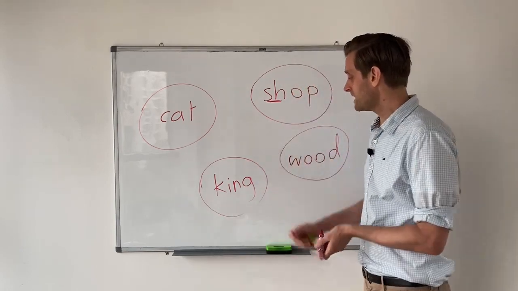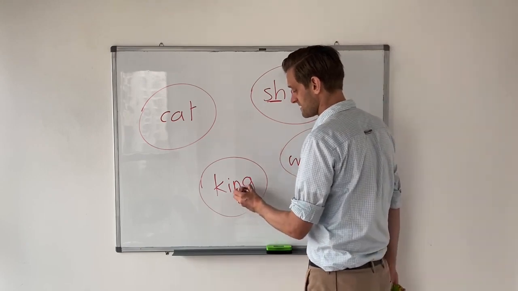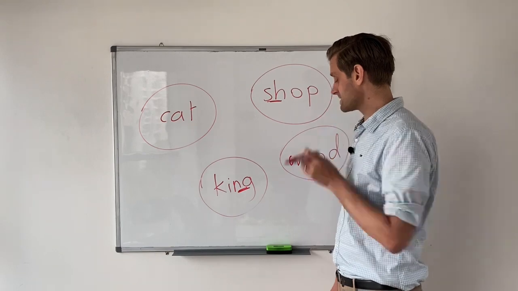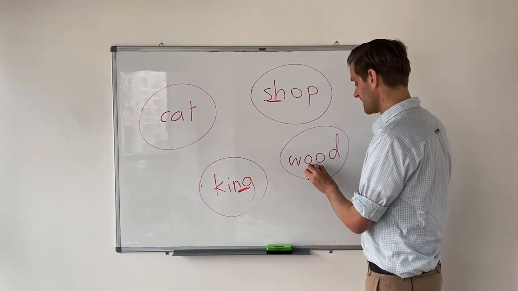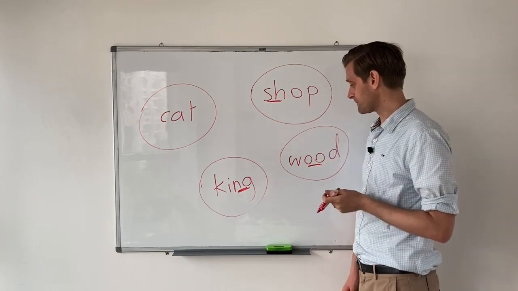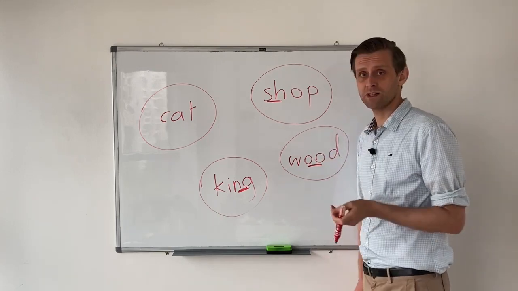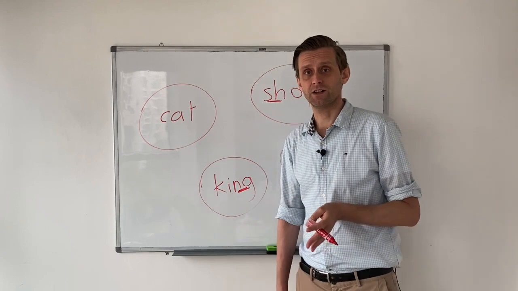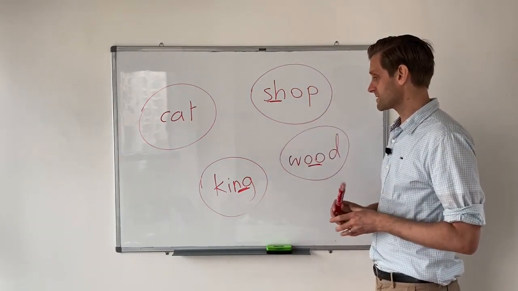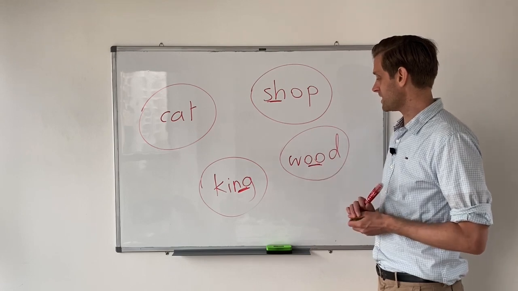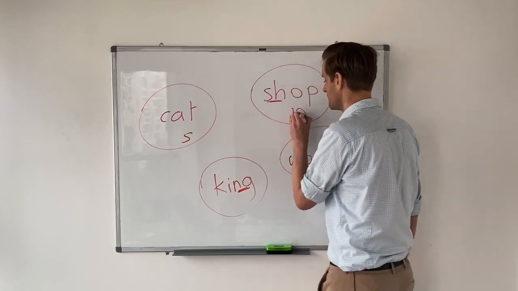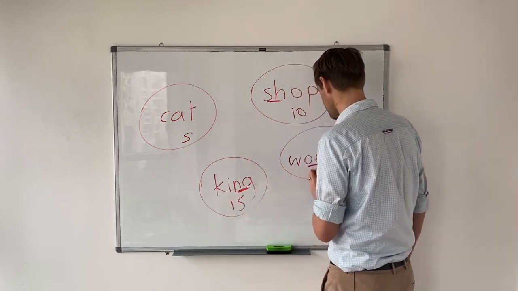CAP. KING has another CVC with a difficult digraph at the end. And WOOD arguably has the hardest digraph of the ones on here. You have the vowel, which you probably wouldn't be looking at until the early application level. But nonetheless, we could give each one of these a different number of points. So you could have 5 points, 10 points, 15 and 20.